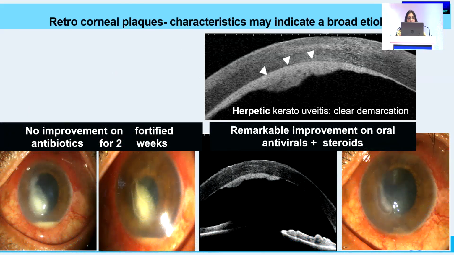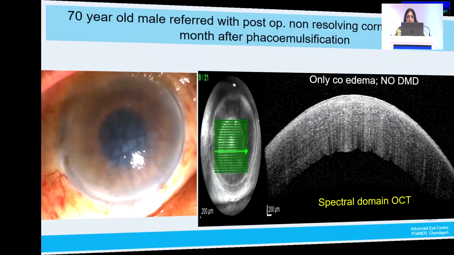And so this was one of our cases, the two pictures on the left. He was a diabetic with a fulminant kind of keratitis which was not responding to fortified antibiotics. The scrapings were not coming positive. The PCR was not showing any results. So as the patient was not responding and he had keratic precipitates at the back of the cornea, we tried to have a closer look at the OCT. And this seemed to resemble the picture on top, with clear borders, which is why we went ahead and gave oral antivirals, and after a few days, oral steroids, and there was a remarkable improvement.